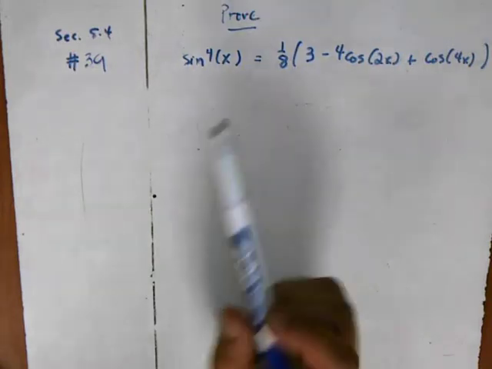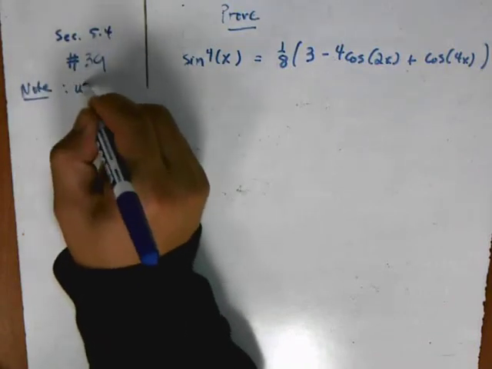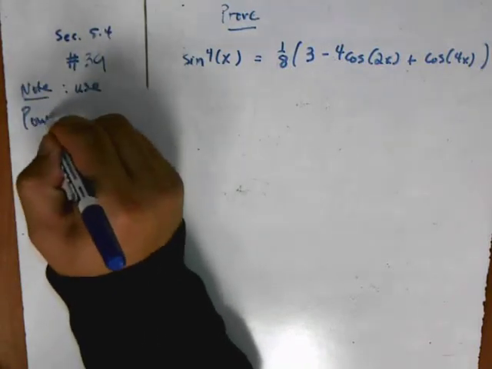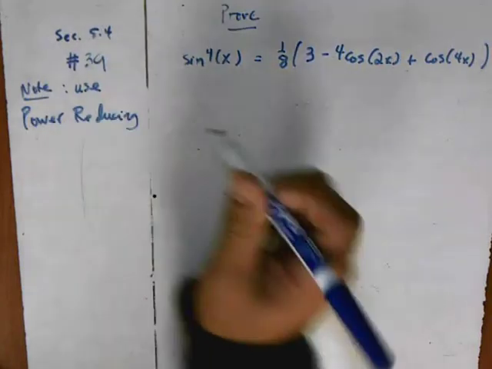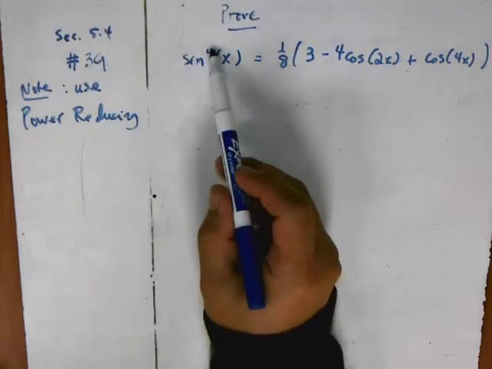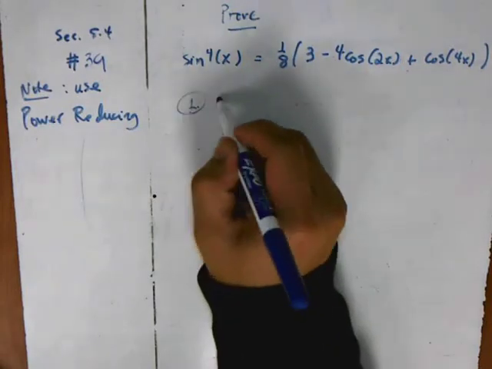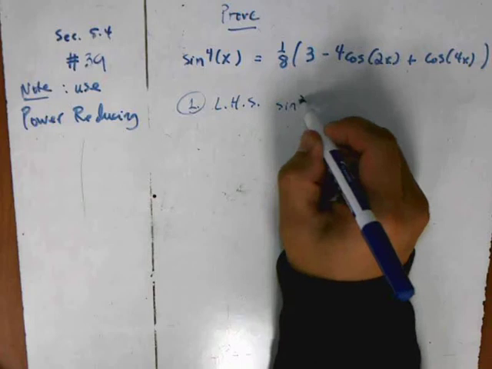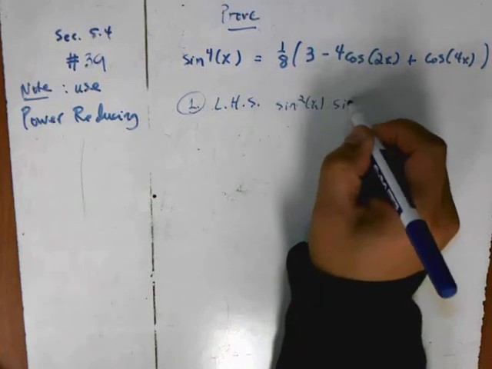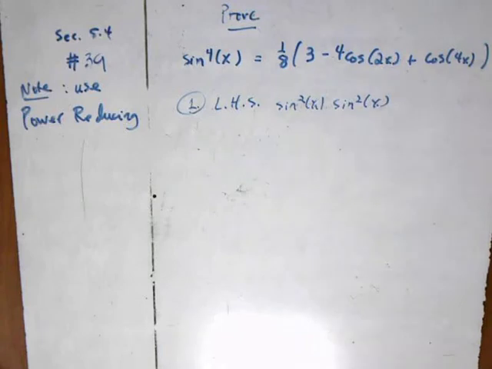I'll make a note here. We want to use power reducing identities because I have a very high power here, sine to the fourth. So I'm going to start with the left-hand side, and I'm going to write this as sine squared times sine squared, because that's what sine to the fourth is really equal to.